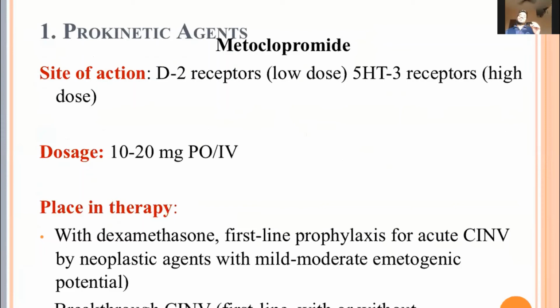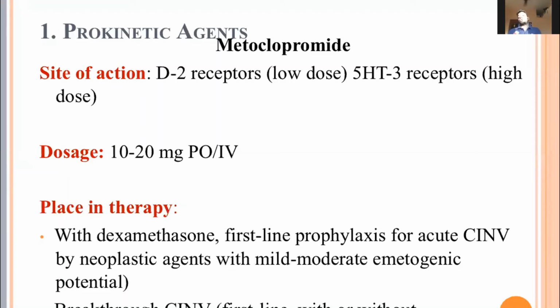Prokinetic agent, metoclopramide. We are very much familiar with this drug. This is a prokinetic agent, and it has actually three mechanisms. It acts on two receptors and also alters gut movement. At low dose it acts on the D2 receptor, and at high dose it acts on the 5-HT3 receptor. So it can block both receptors, D2 and 5-HT3.